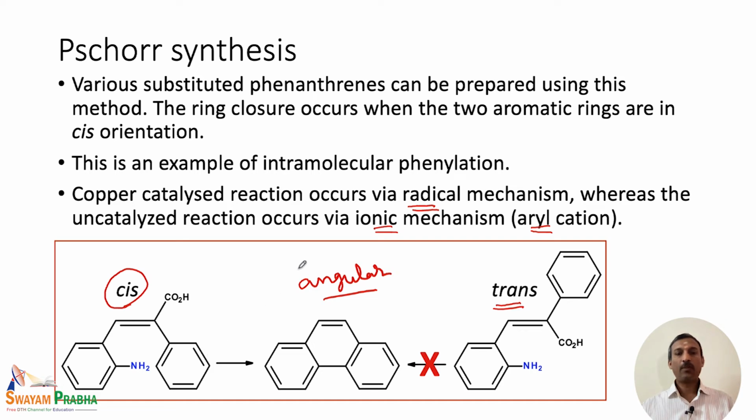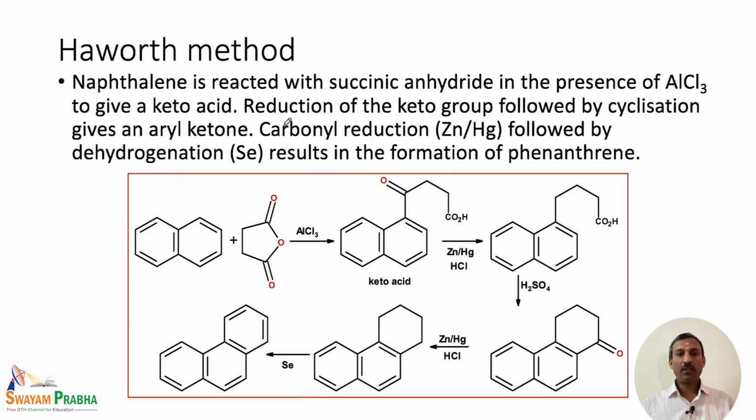That is very similar to an electrophilic aromatic substitution reaction. This reaction is also an example of an intramolecular phenylation reaction. That means intramolecularly, that is within the molecule, the phenylation, that means attachment of one phenyl unit to the other aromatic system, happens. And the next method is the Haworth method.